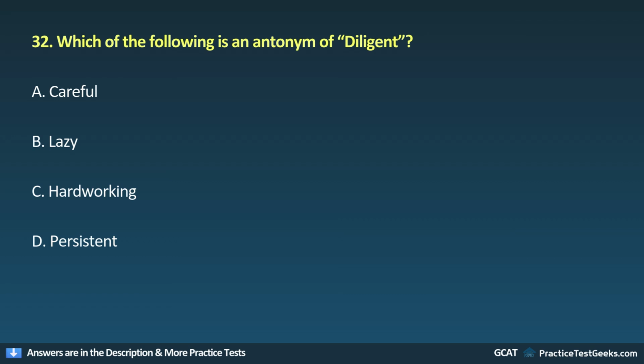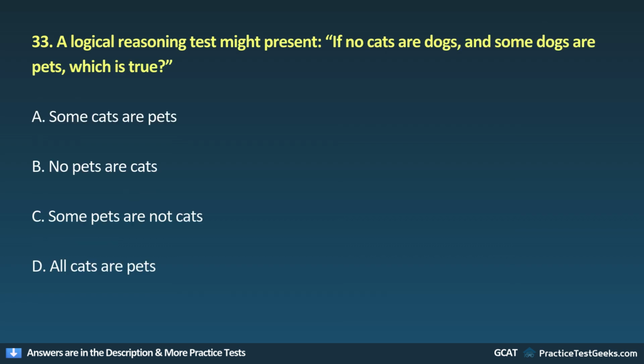32. Which of the following is an antonym of diligent? A. Careful. B. Lazy. C. Hardworking. D. Persistent.